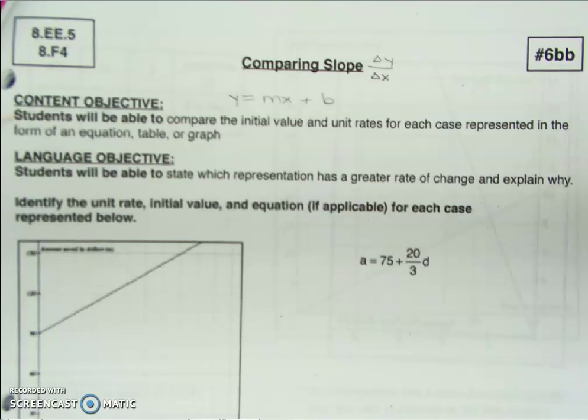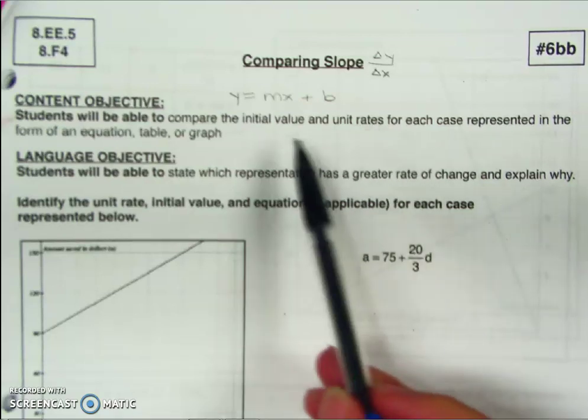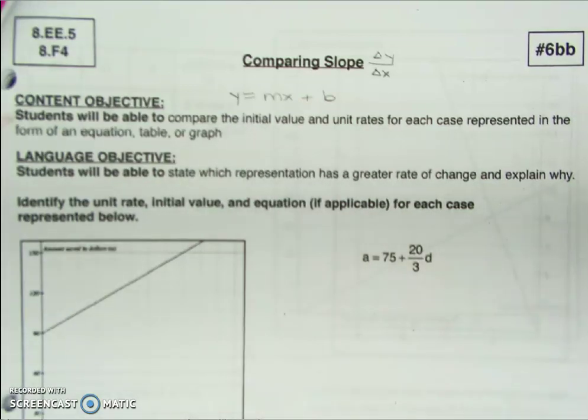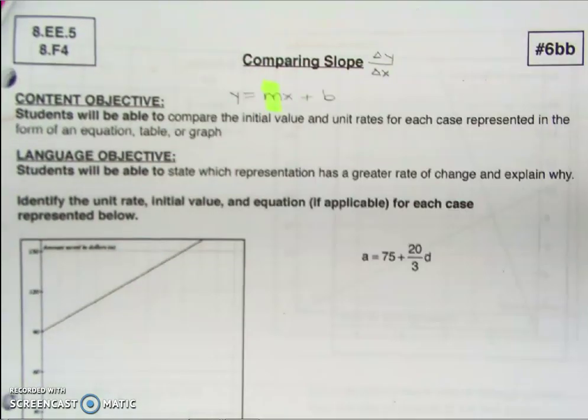All right, hello. So here we are at lesson 6BB, comparing slope. So remember, slope is change in y over change in x. And in y equals mx plus b, remember we see the slope showing up in front of the x. So you might want to highlight that part because today we're comparing slope.